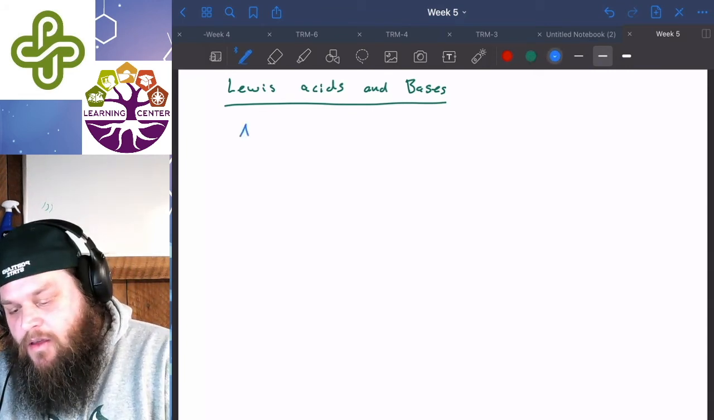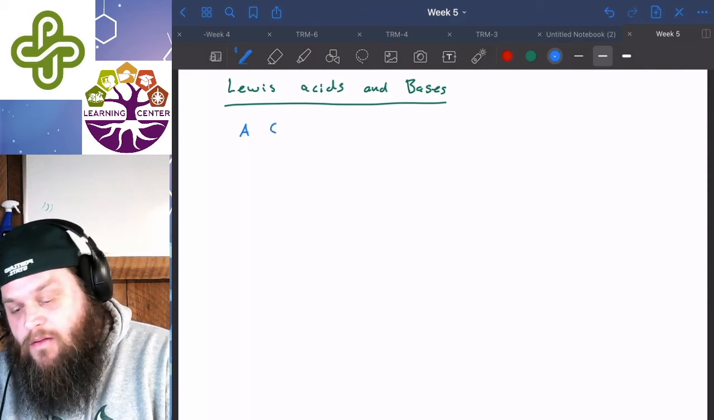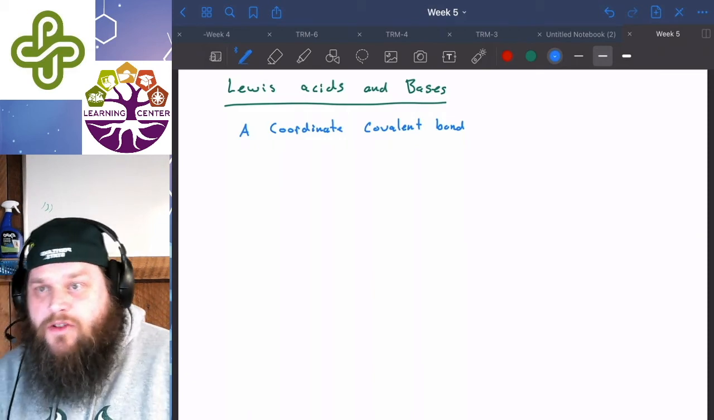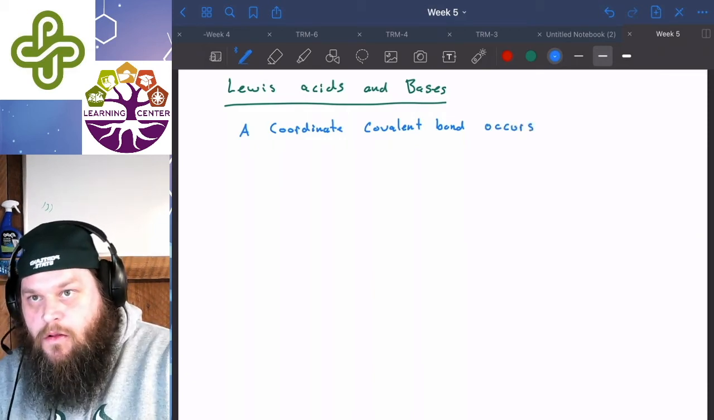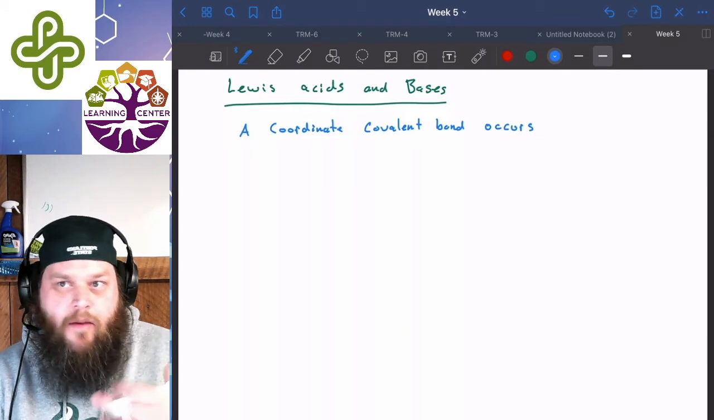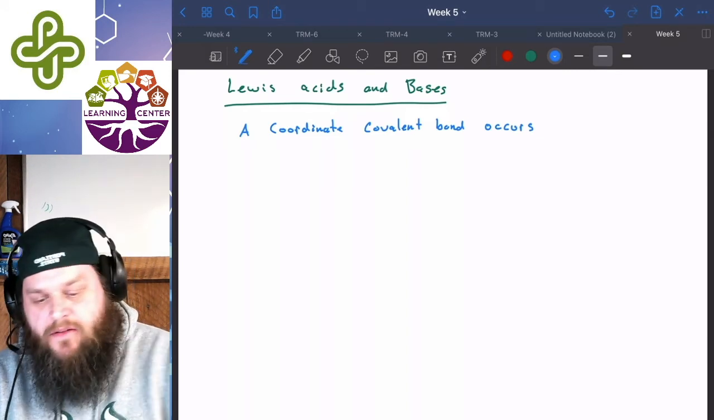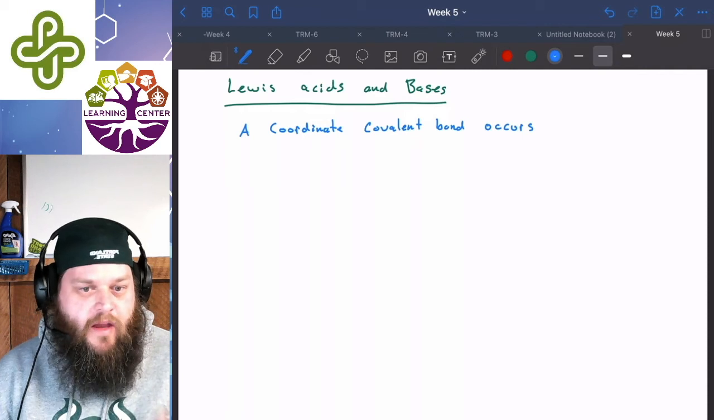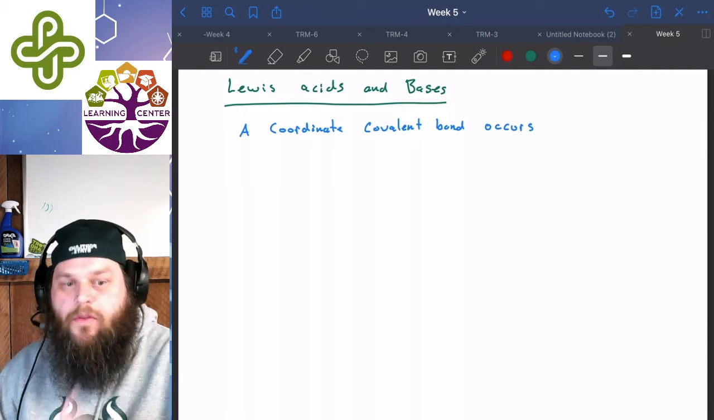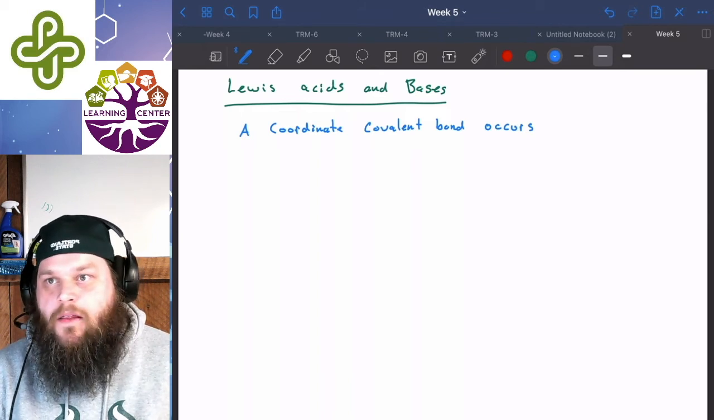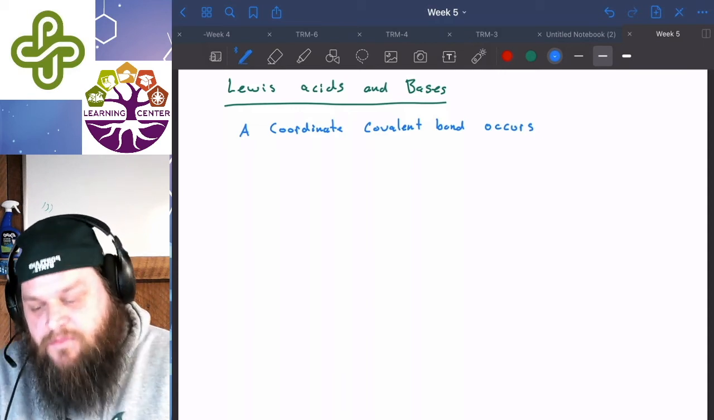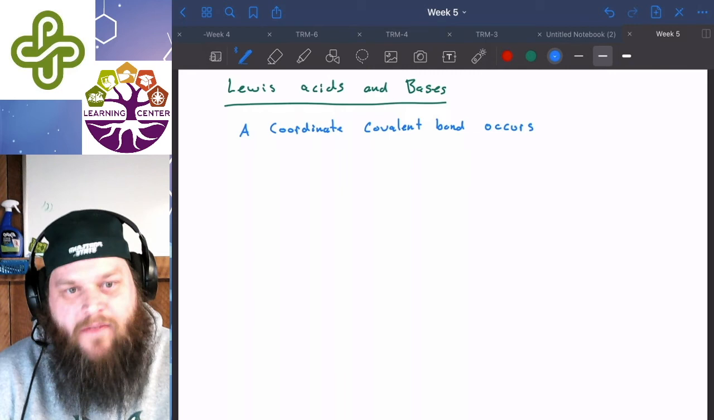So we talk about this idea of a coordinate covalent bond, which occurs when one of the atoms in the bond provides both bonding electrons. So in our normal acid-base with the protons, since the proton, the hydrogen ion, has no electrons of itself, both of the electrons are provided by the base usually. So those are a subset of the Lewis acid and base. But not all Lewis acids and bases have that hydrogen ion in there.